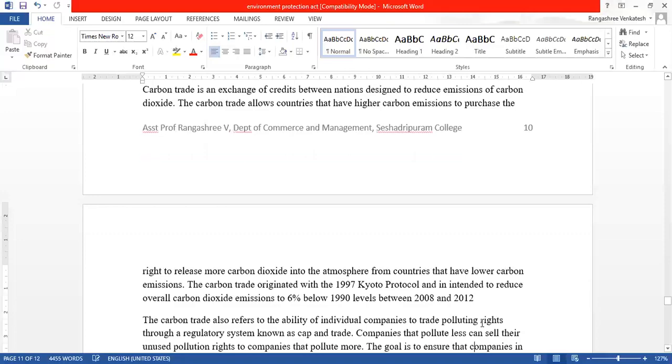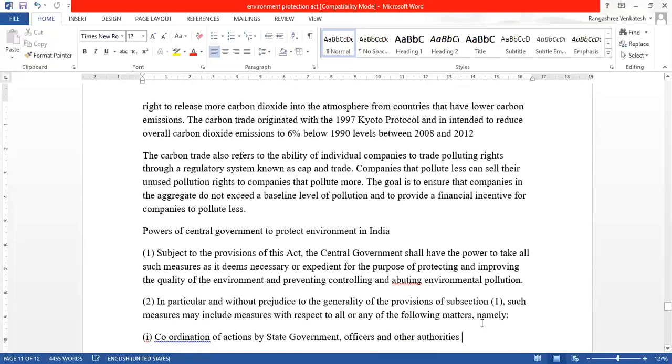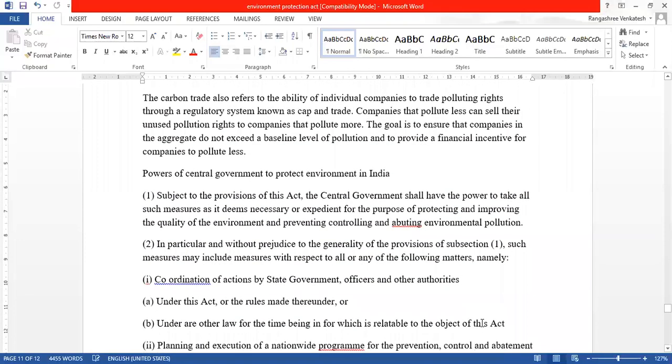The carbon trade also refers to the ability of individual companies to trade polluting rights through a regulatory system known as cap and trade. Companies that pollute less can sell their unused pollution rights to companies that pollute more. The goal is to ensure that companies in the aggregate do not exceed a baseline level of pollution and to provide a financial measure for companies to pollute less.